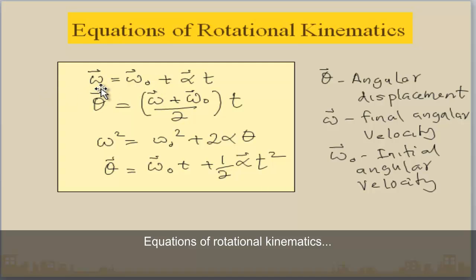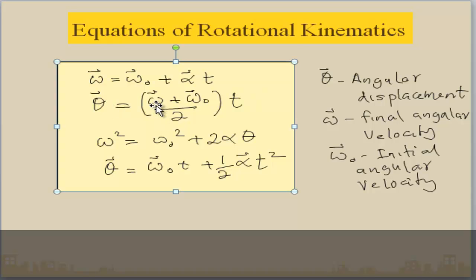The first equation is omega equals omega 0 plus alpha t. Omega is the final angular velocity. Omega 0 is the initial angular velocity. Alpha is the angular acceleration. The second equation is theta equals omega plus omega 0 over 2 times t. Theta is the angular displacement. Omega is the final angular velocity. Omega 0 is the initial angular velocity.